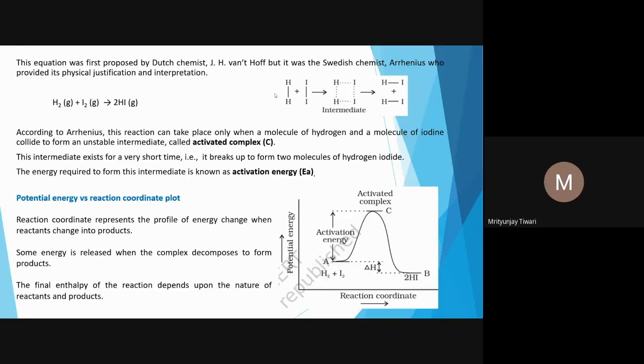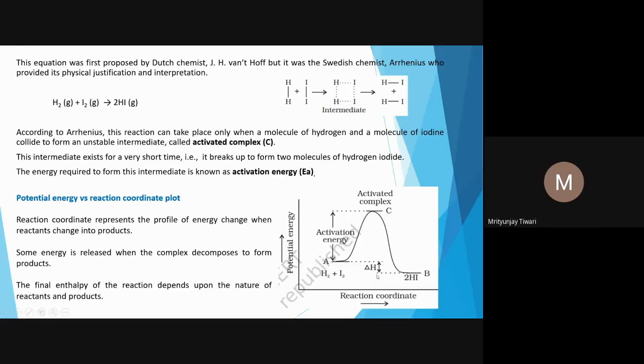So the reaction coordinate means the direction along which the reaction is actually proceeding, along which a particular chemical bond is being broken or formed. Those only represent the reaction coordinate. So the reaction coordinate represents the profile of energy change.